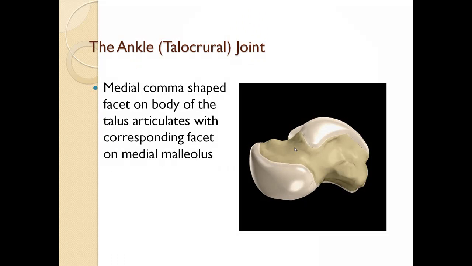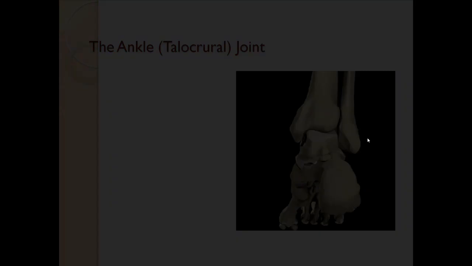On the medial side of the talus, we have this articular facet. This is a comma-shaped facet, often described as comma-shaped because it's a comma lying on its side. And again, this articulates with a corresponding facet on the lateral aspect of the medial malleolus. So we've got the 2 malleoli articulating with the comma-shaped facet medially and the triangular facet laterally.